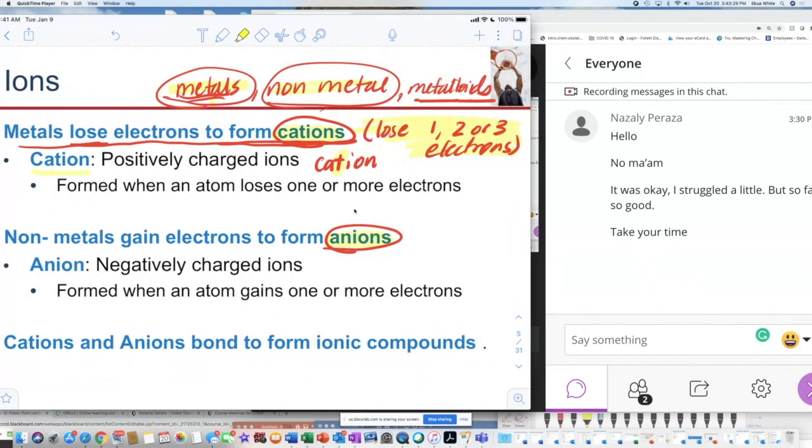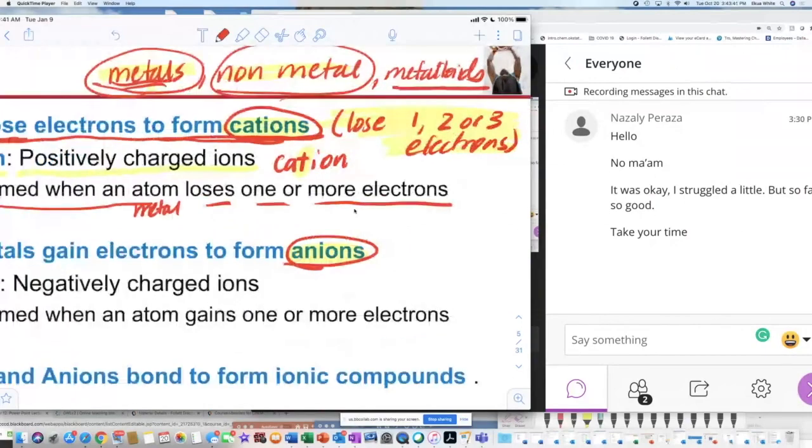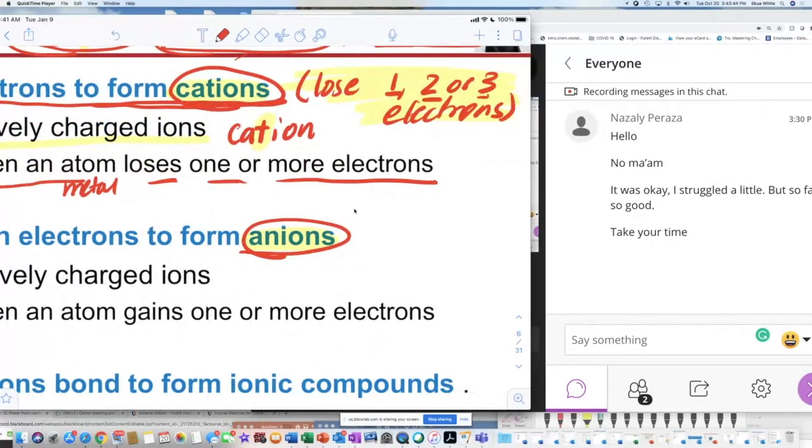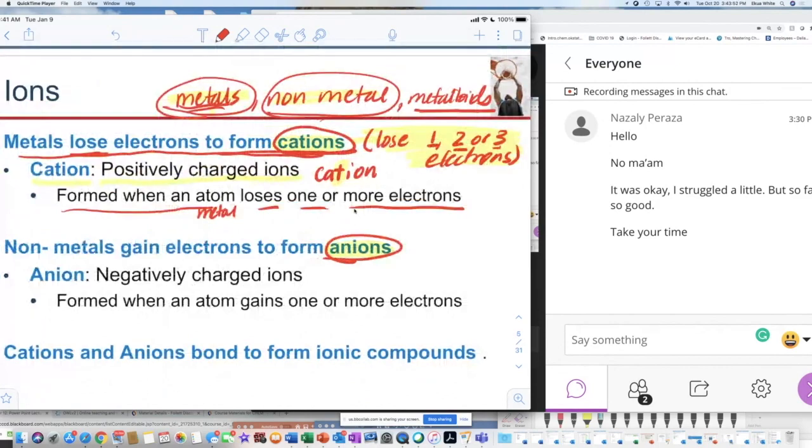Okay? Cation definition, positively charged ions. Formed when an atom, remember, usually a metal, loses one or more electrons. And I told you how many it can lose. It can lose one, two, or three. To make things simple for you, it can lose one electron, two electrons, or three. And at your level, it doesn't go beyond three. Okay? Nonmetals gain electrons to form anions. Anions are negatively charged ions. These are formed when an atom gains one or more electrons.